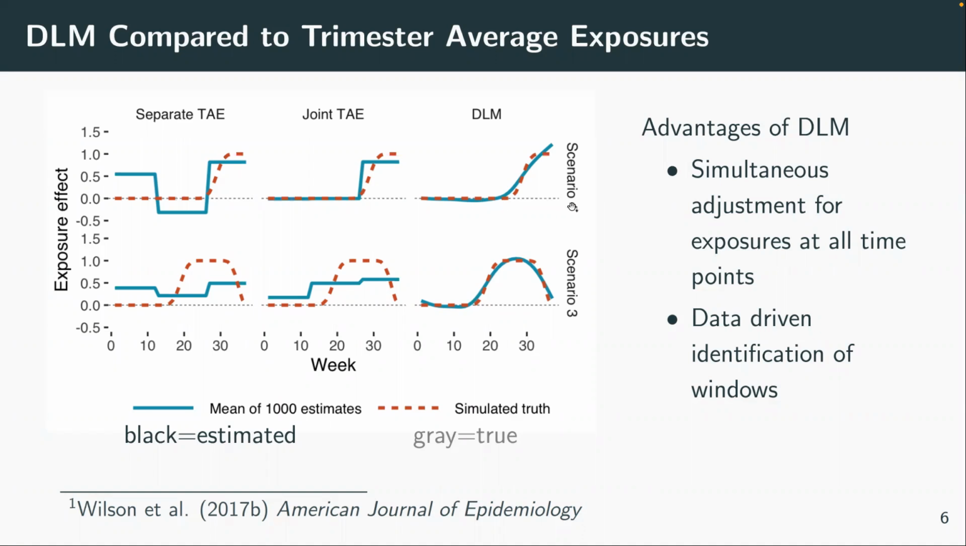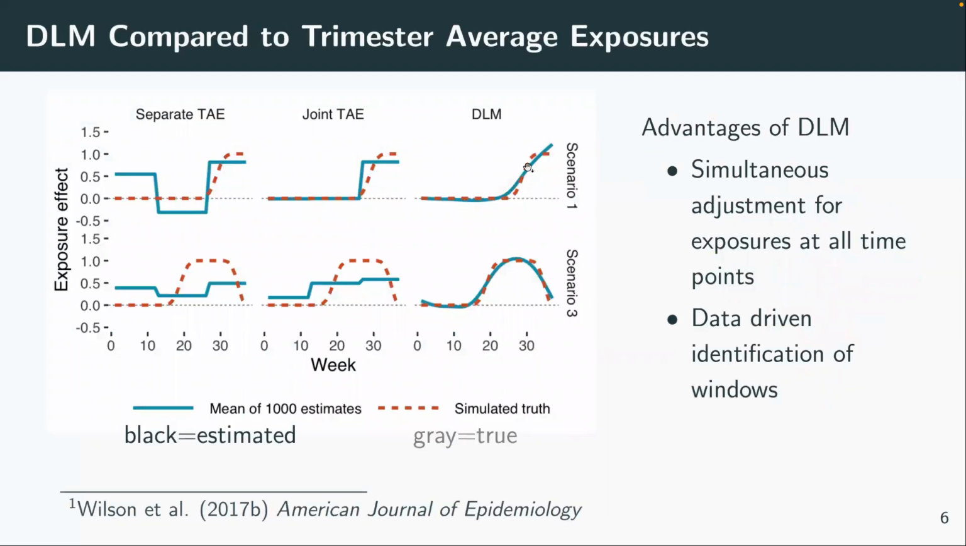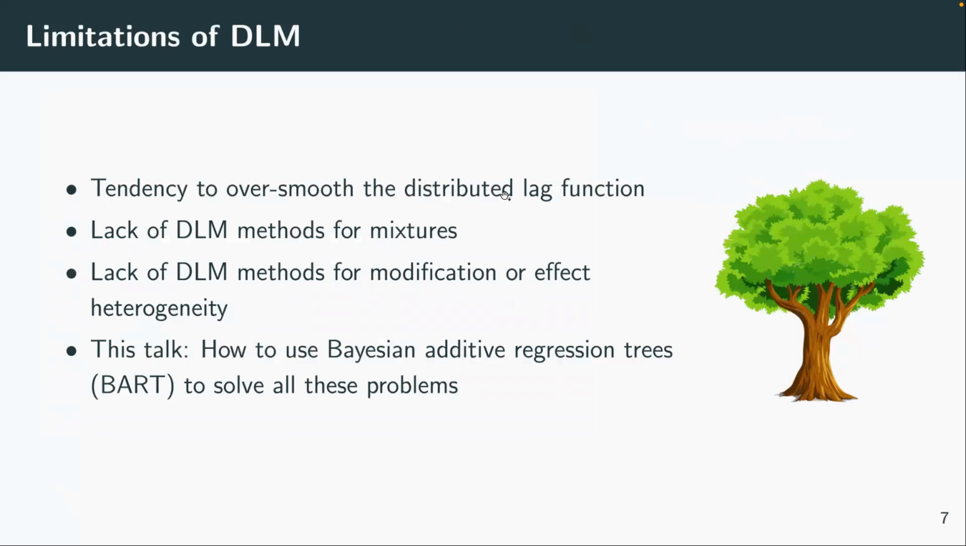But it's not perfect. And there are a few larger problems with it. It has a tendency to over smooth, at least using current estimation approaches, right? So you can see that a little bit here. For example, this one is over smoothing the underlying function. And if we decrease the signal to noise ratio, you just see that all of these get over smoothed even more. There's a lack of DLM methods for mixtures. There's a lack of DLM methods for modification and effect heterogeneity.